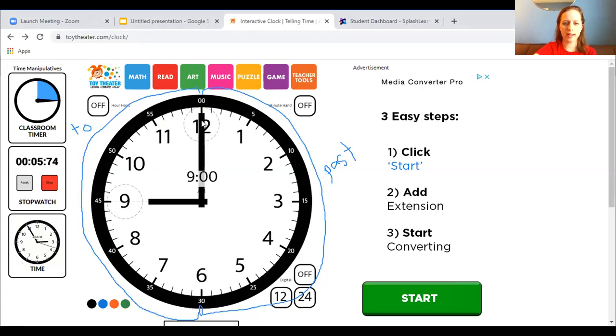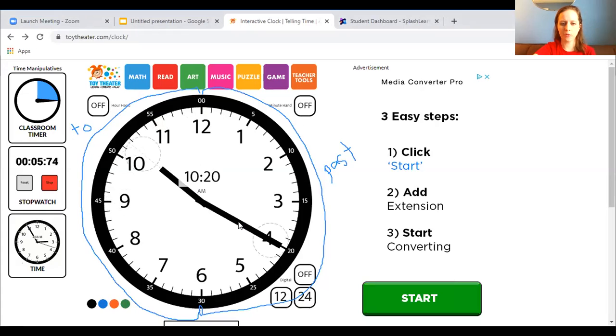So let's do a couple more here. So I have right here, I have 10:20. The other way I could say this is 20 past 10. 10:20 is the same as 20 past 10. Now let's continue to move our arrow around, our hand around. Let's leave it right here.